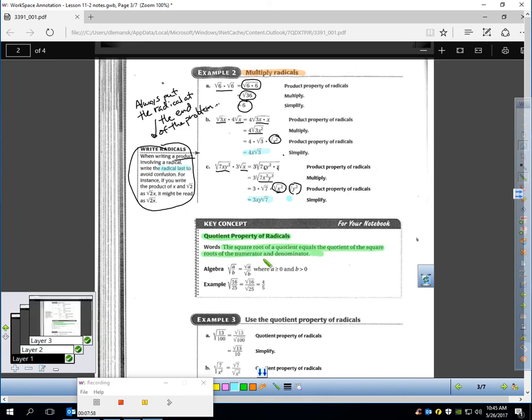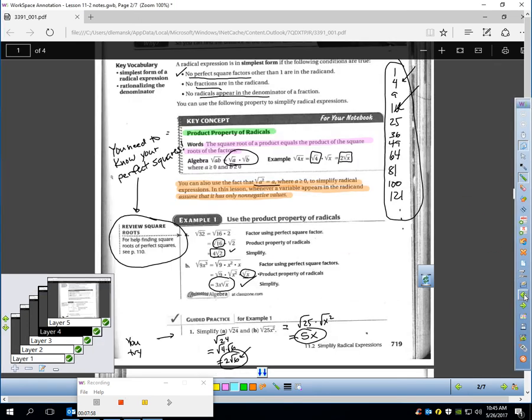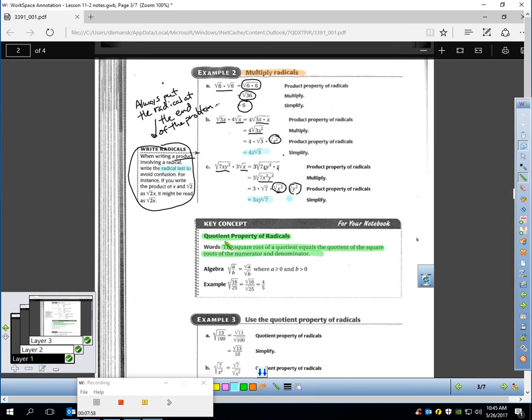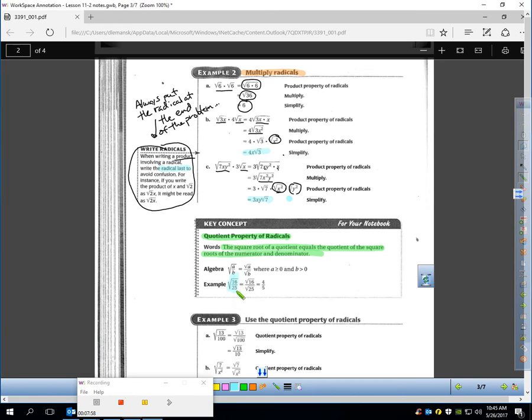Okay? There's another property that we need to know. This will help us with the fractional aspects that we had talked about on the first slide. You know, we can't have any fractions in a radicand or no radicals in the denominator of a fraction. This quotient property will help us with that. The square root of a quotient equals the quotient of the square roots of the numerator and denominator. And that might sound terribly complicated. It's not. Here's all it's saying. If you have a radical and a fraction inside the radical, you can break this up into two separate radicals.